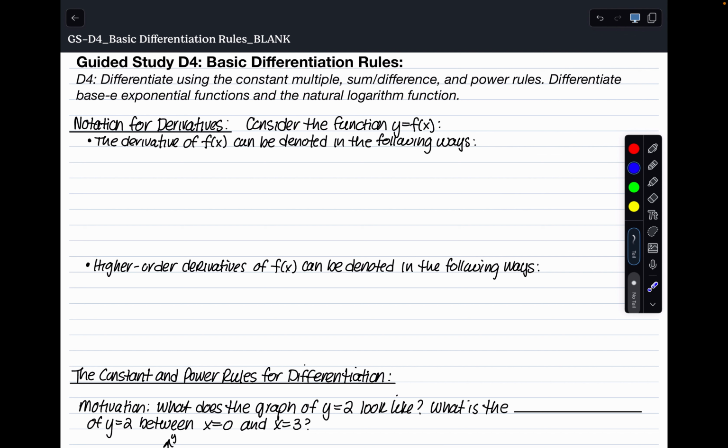To begin, let's discuss the notation that we will use for derivatives, and we've kind of already seen this notation. As a reminder, we discussed previously the limit definition of the derivative, and when we did so, we were given a function like y equals f of x, and when we differentiated it, we wrote it as y prime equals f prime of x. The prime is the notation for the first derivative.